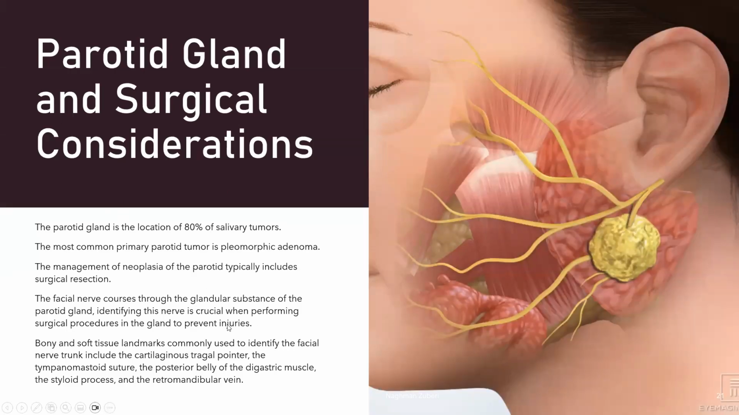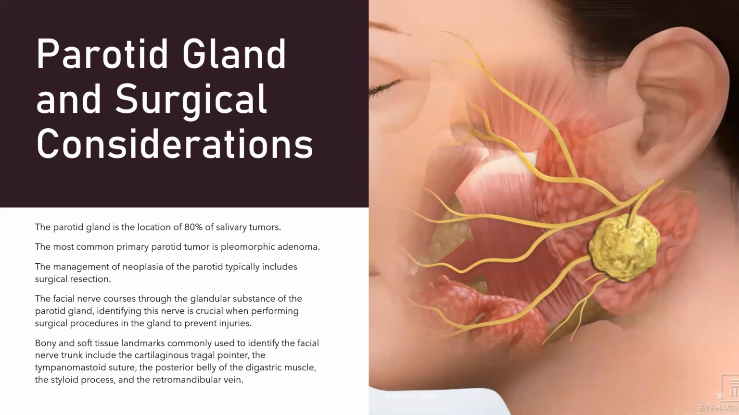Parotid gland and the surgical considerations. Questions were appearing in this exam based on parotidectomy and what complications can occur. The parotid gland is the location of 80% of salivary tumors. The most common primary parotid tumor is pleomorphic adenoma. The management of neoplasia of the parotid typically includes surgical resection. The facial nerve courses through the glandular substance of the parotid gland. Identifying this nerve is crucial when performing surgical procedures in the gland to prevent injuries.